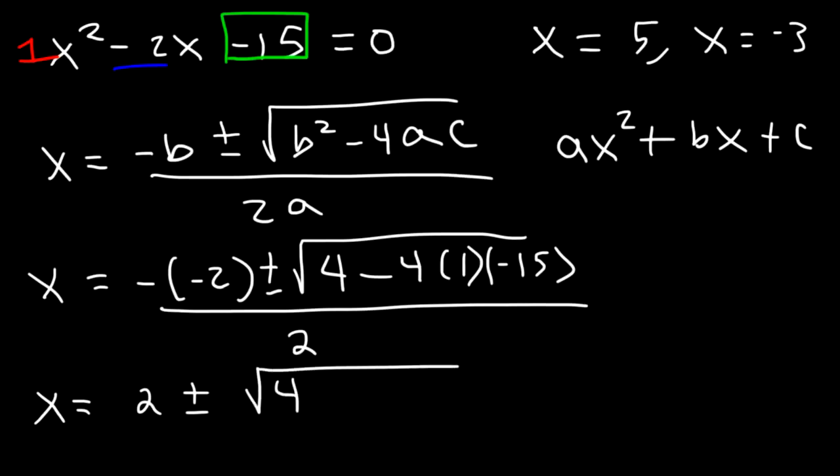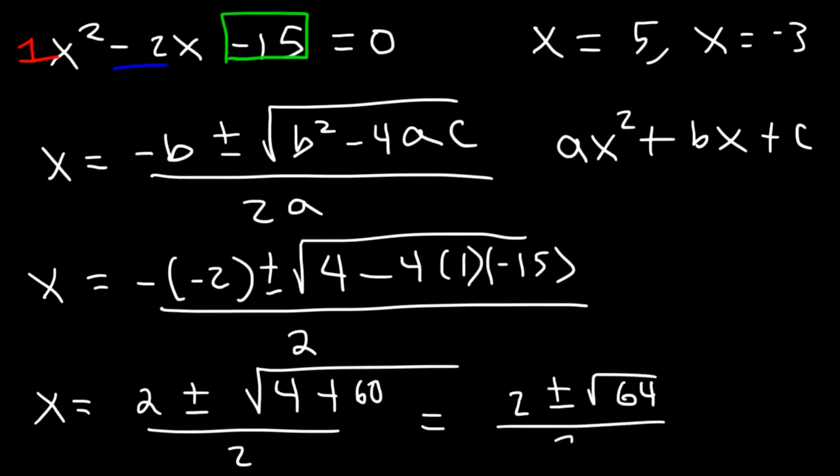And then we have 4. Negative 4 times negative 15, that's positive 60. And 60 plus 4 is 64. Now the square root of 64 is 8. So we have 2 plus or minus 8 divided by 2. 2 plus 8 is 10. 10 divided by 2 is 5. That gives us the first answer.